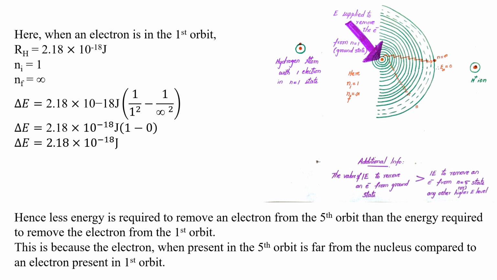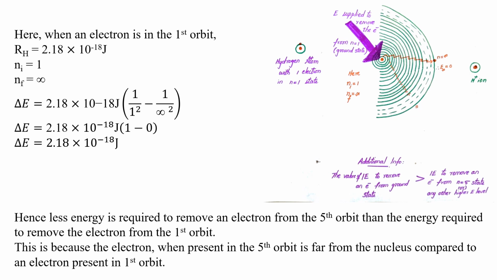So in this case, when an electron is present in the first orbit, this is an absorption spectrum, isn't it? An electron from the first orbit is absorbing some amount of energy which is supplied by you, and it is moving to an orbit at infinity. The initial position in which the electron was present is given by Ni, which is equal to 1, the first orbit. Now this is moving to an orbit at infinity, which is its final position, so the value of Nf is infinity.